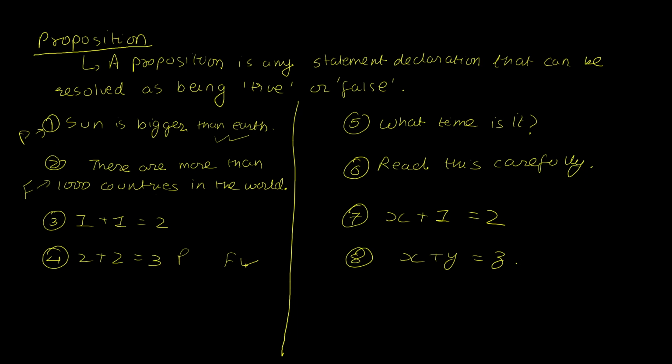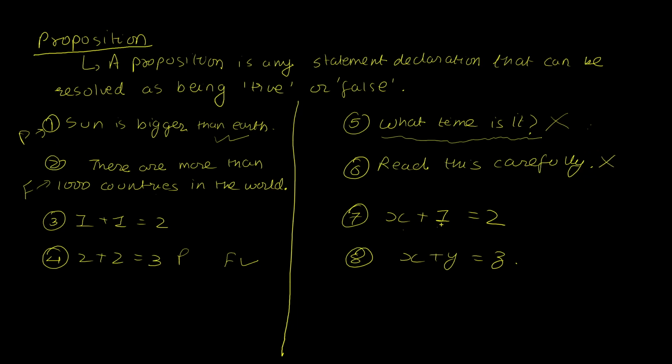Okay. Now if we look at these sentences, I think it's easy to rule this out. This cannot be resolved as true or false. We are not saying that this sentence is false. That is a different thing. We are saying this is not even a proposition, because this kind of statement cannot be resolved as being true or false. Read this carefully. Same thing goes here. It cannot be resolved.